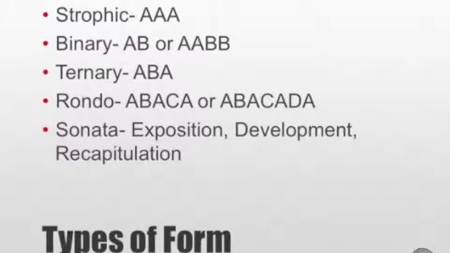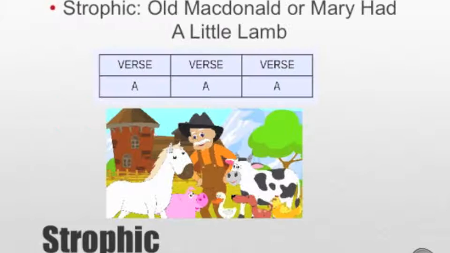So we'll have strophic, binary, ternary, rondo, and sonata form. And these are going to be the most basic. We'll stick with these ones. There are other forms that you can discuss, but for now, we're sticking with this. Strophic is the most basic.